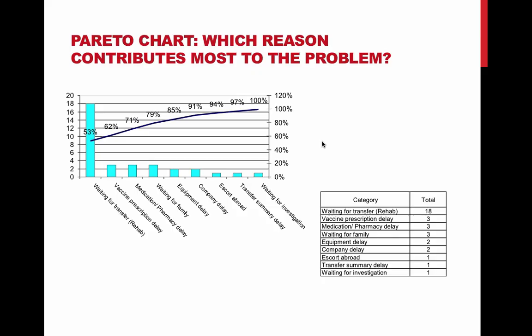Now Audrey has a question. Why is this chart being used as opposed to others? Okay, Audrey, here's the thing. Once you have done your fishbone, you came up with a bunch of reasons. You came up with 100 different reasons why this is happening. Now, can you work on all 100 reasons at the same time?